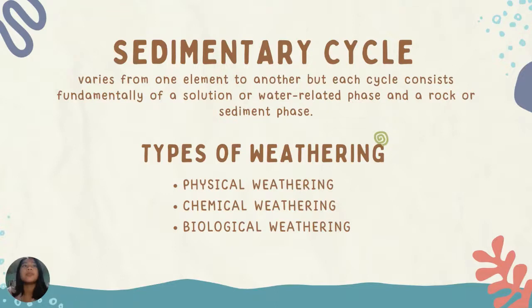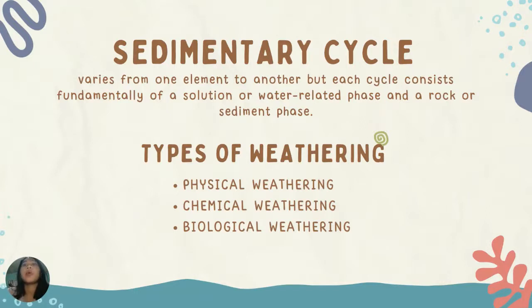Sedimentary cycle. This cycle varies from one element to another, but each cycle consists fundamentally of a solution or water-related base and a rock or sediment base. Some dissolve in water, pass through a series of organisms, and ultimately reach the deep seas, where they settle out of circulation indefinitely. An example of this cycle all depends on the kinds of weather.